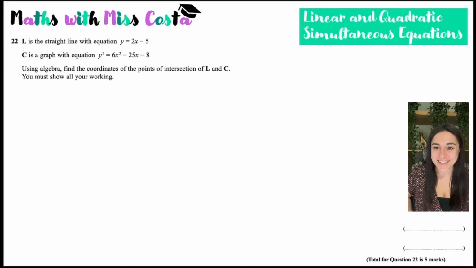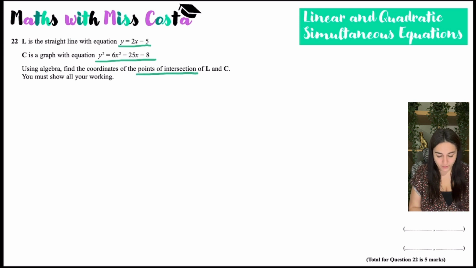So we made it to the last question, and this is a super fun question because it's about solving quadratic simultaneous equations, which is super fun. To begin with, we are told that L is the straight line with equation y equals 2x minus 5, and C is a graph with the equation y squared equals 6x squared take away 25x take away 8. Now, using algebra, find the coordinates of the points of intersection of L and C.